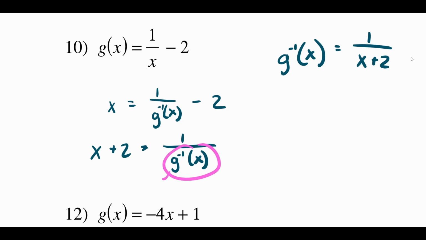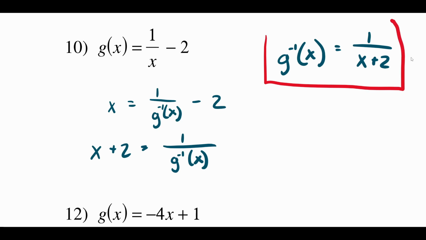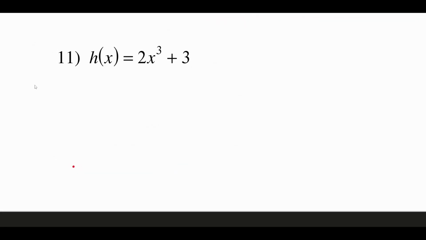If I were to take this and multiply to this side to get it out of the denominator, I would then need to take this entire quantity and divide by it, which would put it into a denominator. So our solution, number 10, is the inverse of g of x equals 1 over x plus 2. Moving on to number 11, I'm going to write this as y equals 2x cubed plus 3.